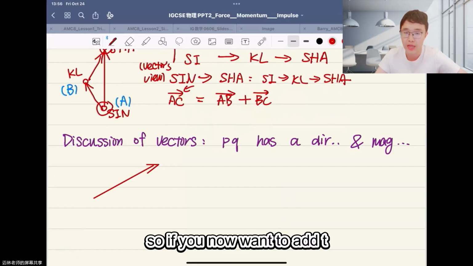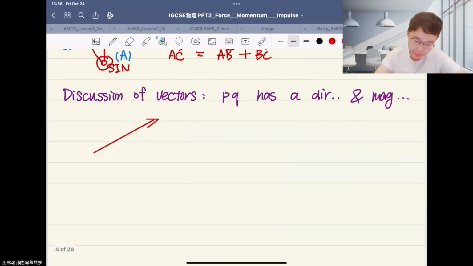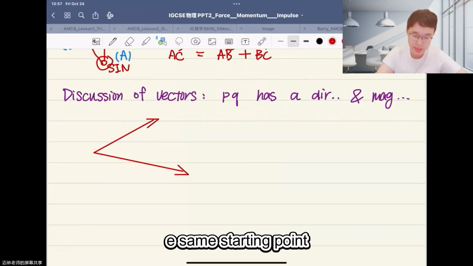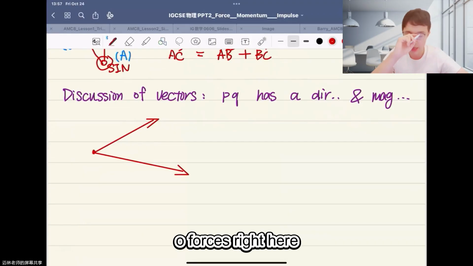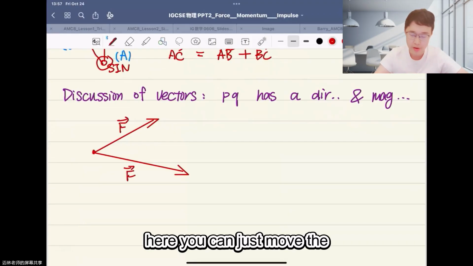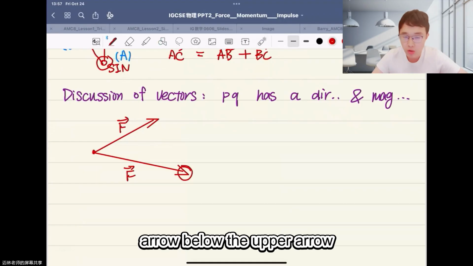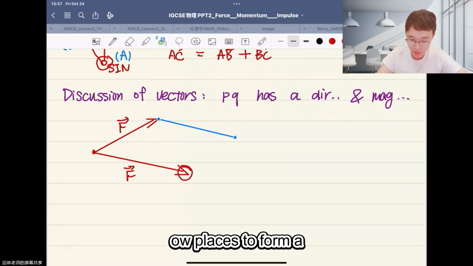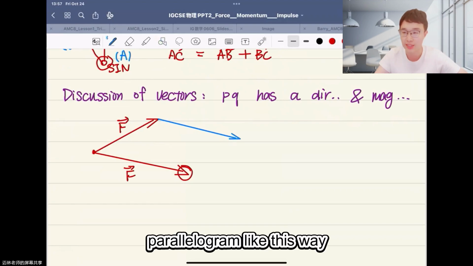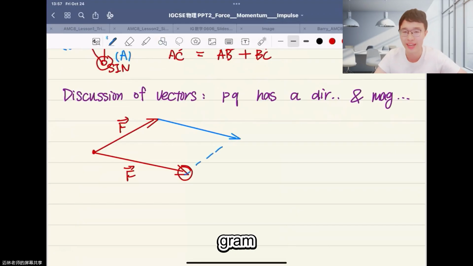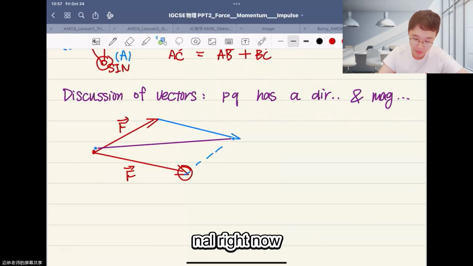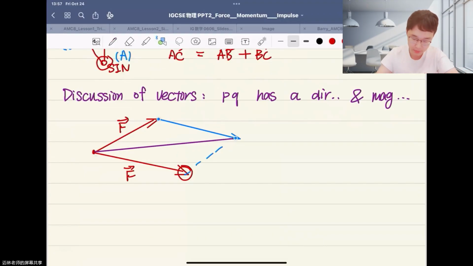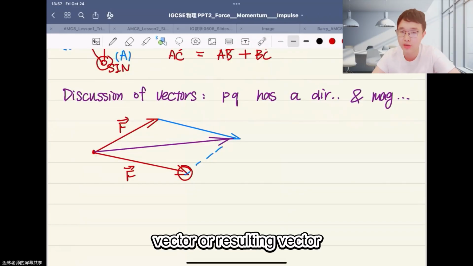So if you now want to add two forces together, maybe there are two forces, right? Here they're at the same starting point. There are two vectors or two forces right here. So you can just move the arrow below the upper arrow to the blue arrow's place, to form a parallelogram, like this way, okay? Because this is a parallelogram. And you can point from your starting point to the terminal, like this way, and this is your resultant vector, okay?